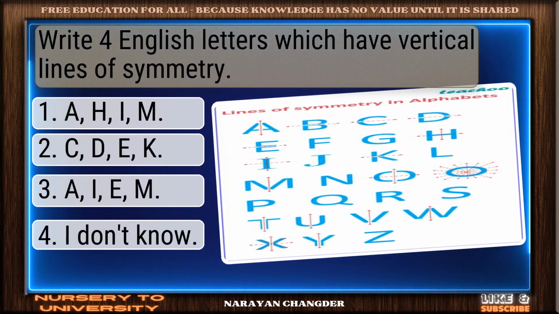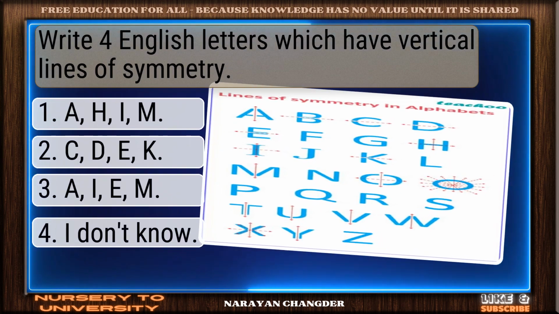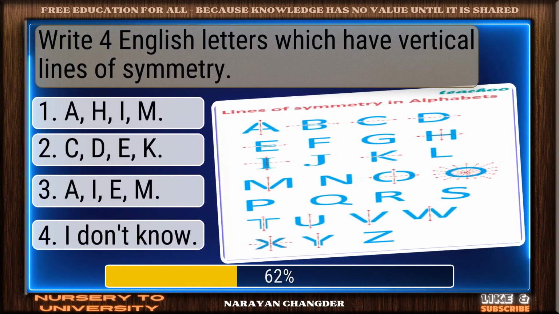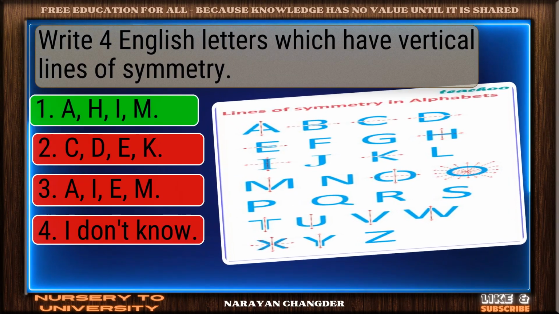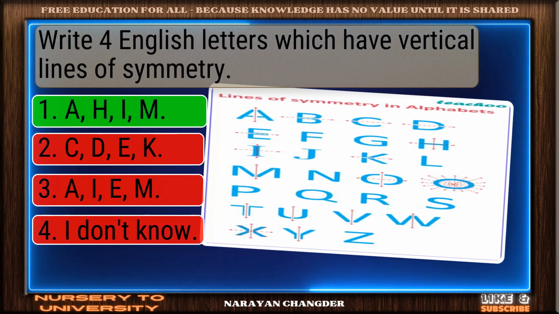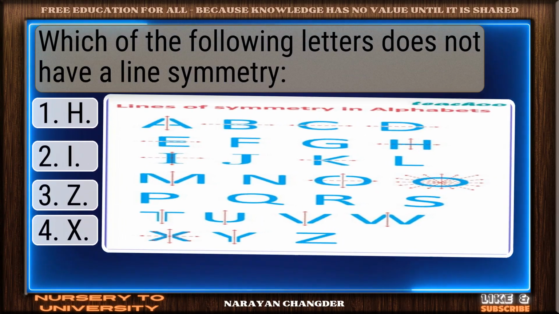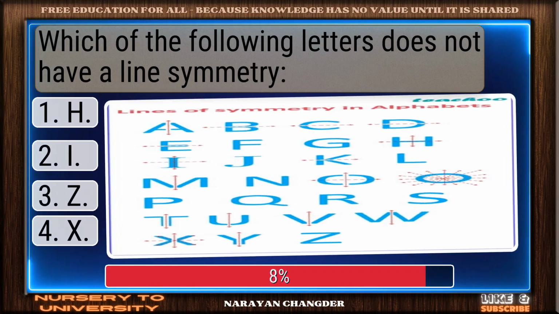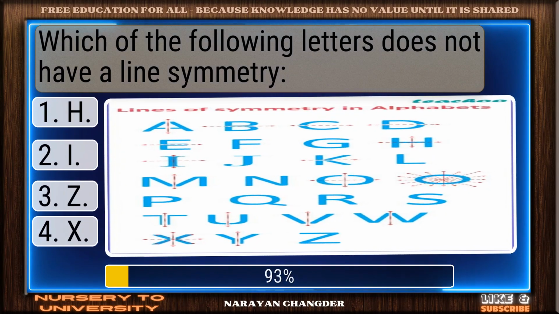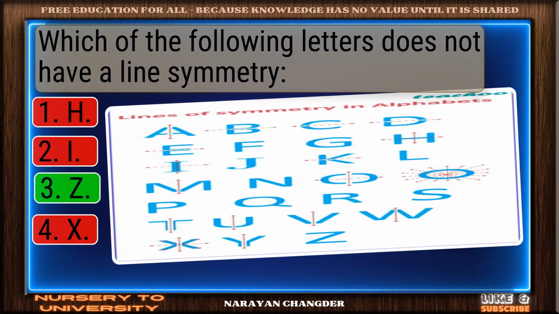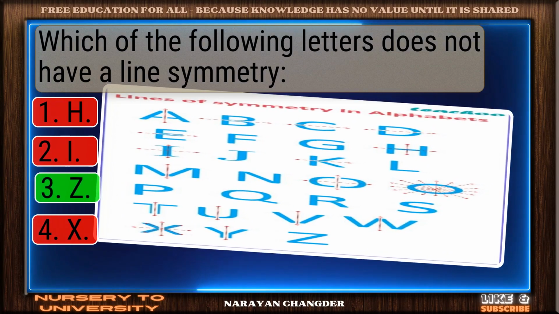Write 4 English letters which have vertical lines of symmetry. Solid response. A, H, I, M is a valid choice. Which of the following letters does not have a line of symmetry? Sharp thinking. Z is the right choice.